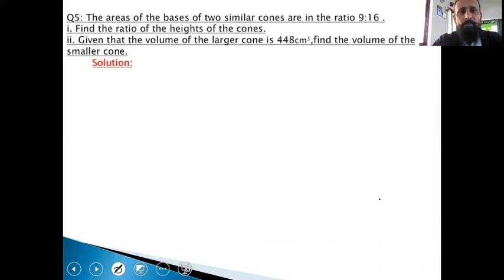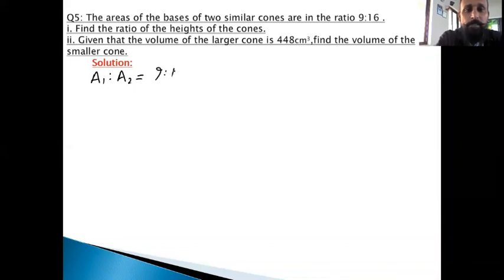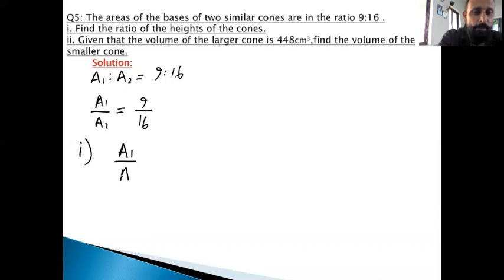First part, they are asking you about the heights. And what are they giving you? They are giving you the areas. The ratio of areas are given to you as A1 ratio A2 equals 9:16. Or you can write it as A1 upon A2 equals 9/16. What are they asking us? They are asking us to find the ratio of the height. So we use the same area formula in terms of height. A1 upon A2 equals H1 upon H2 the whole square.